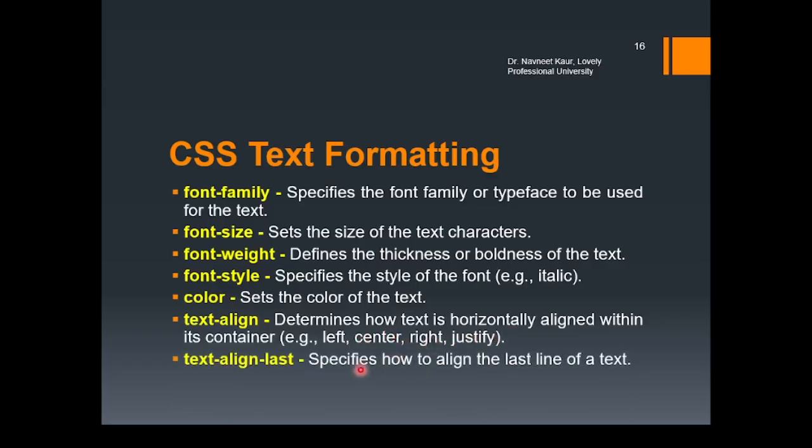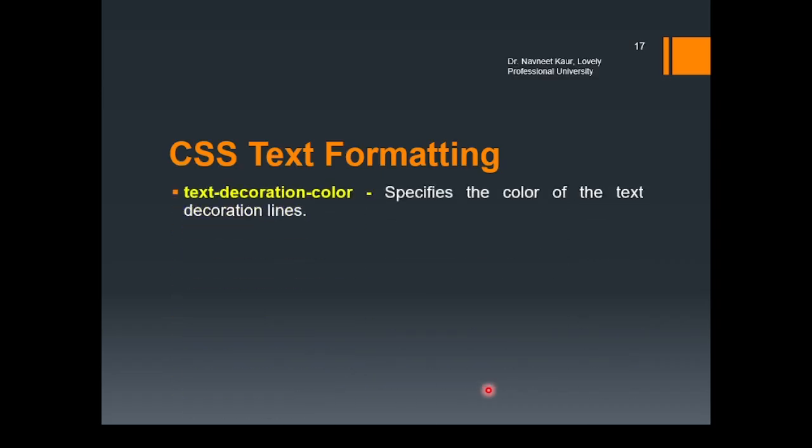Then you have text align last. So this will specify how to align the last line of the text. The direction property changes the text direction of an element. Then we have text decoration color. So this specifies the color of the text decoration lines.